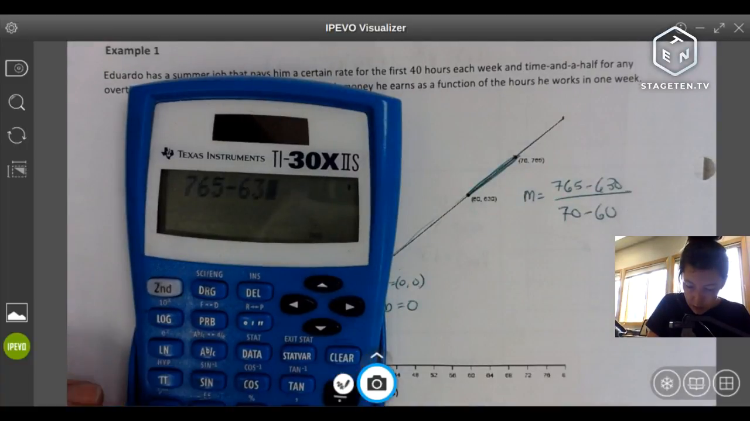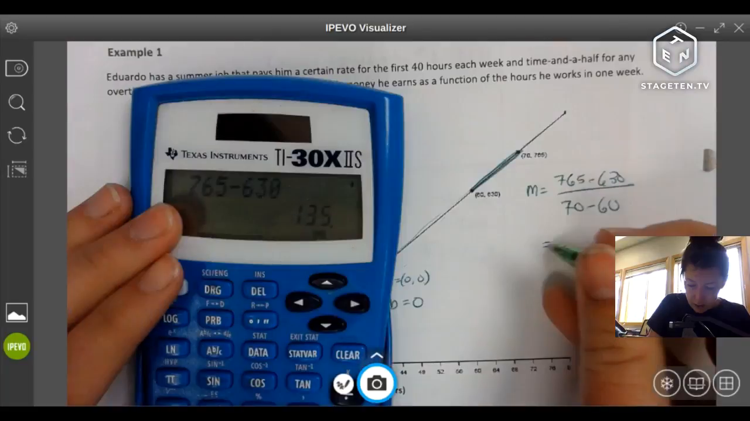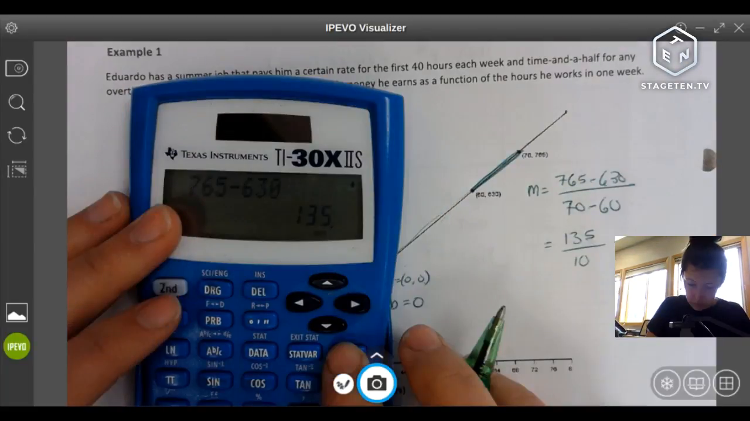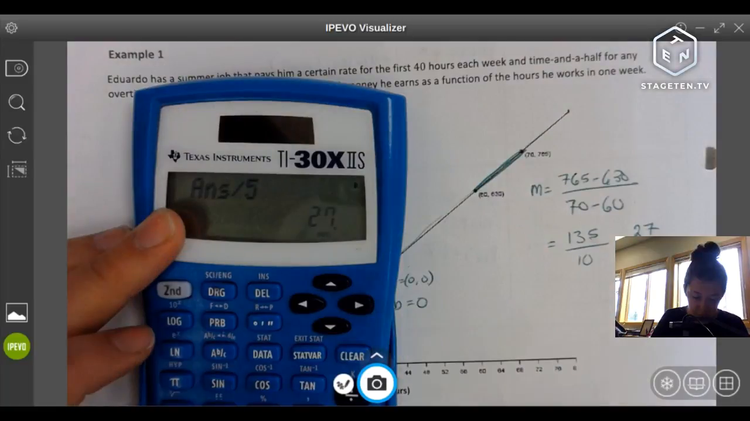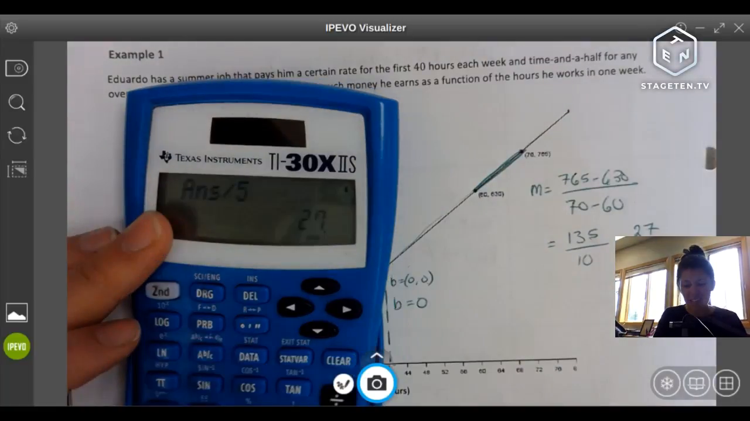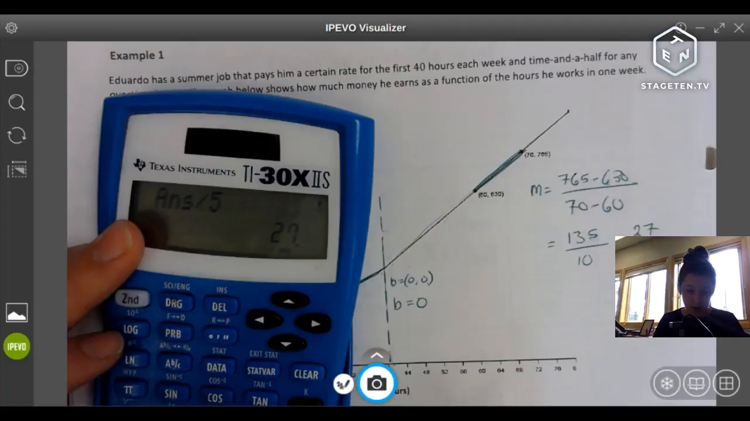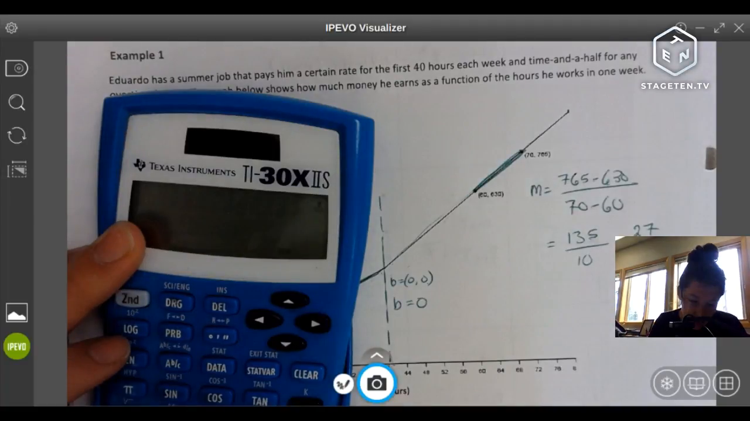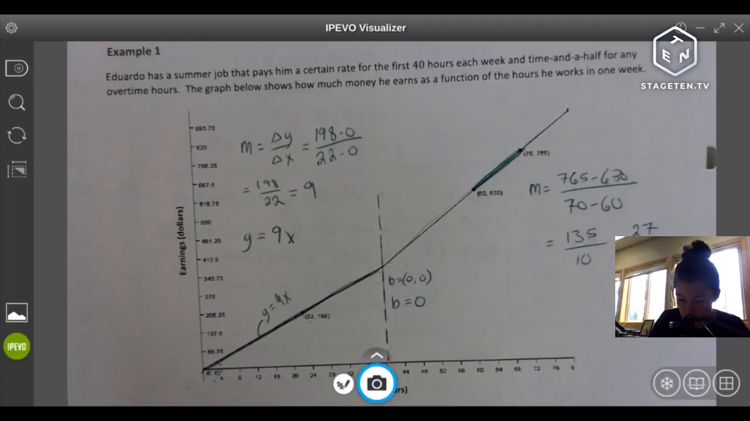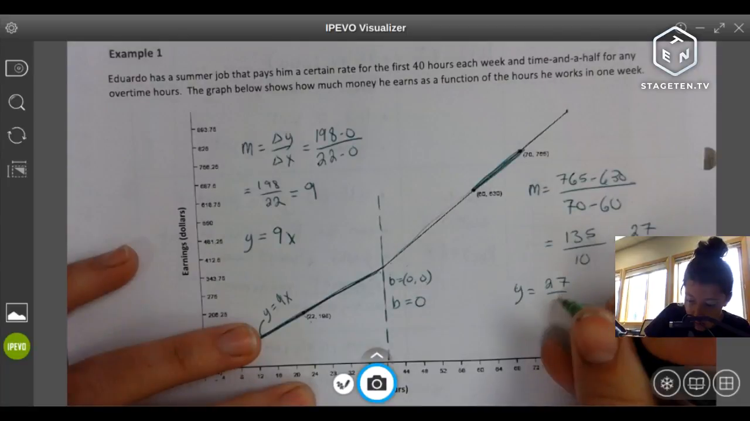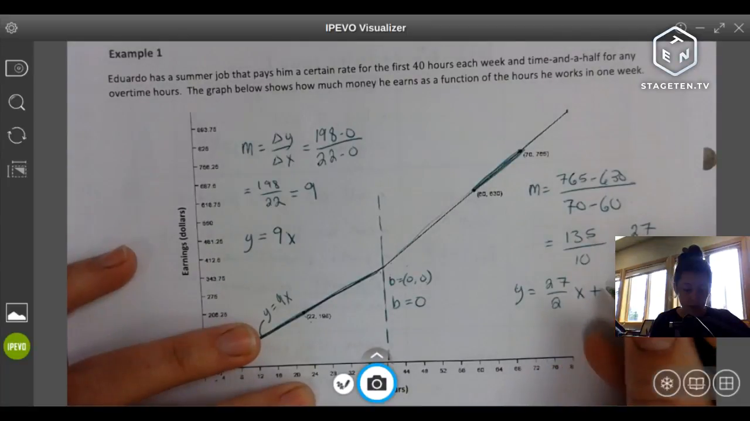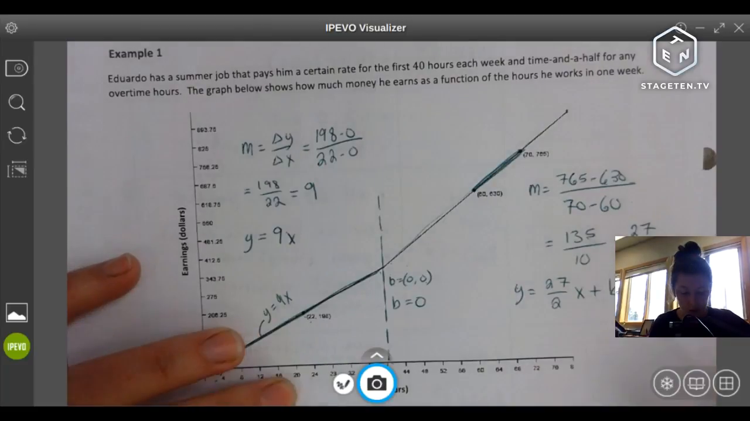Data being printed out poorly can really affect your results. So 765 minus 630. I don't want to do that in my head. 135 over 10 is equal to 27 over 2. I like to leave slopes as fractions. It makes it easier to graph. But let's go ahead and do that.